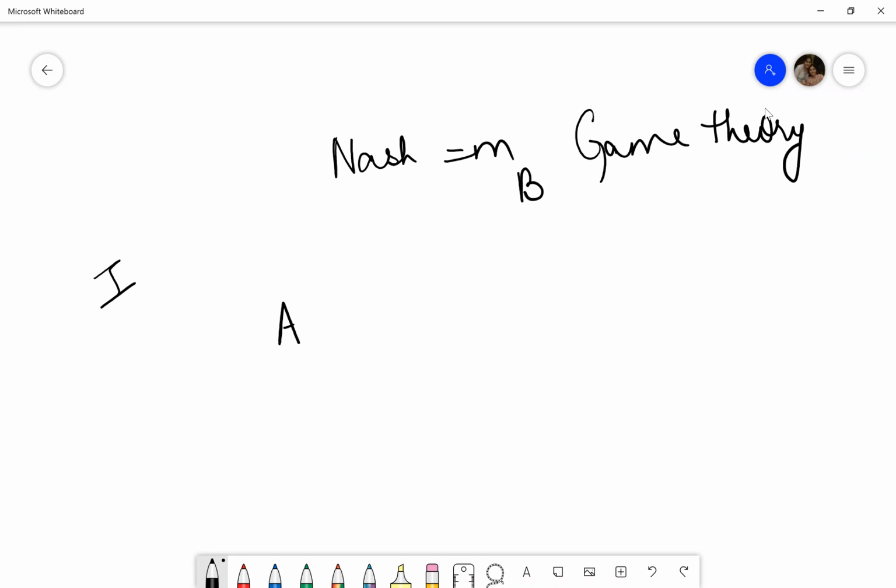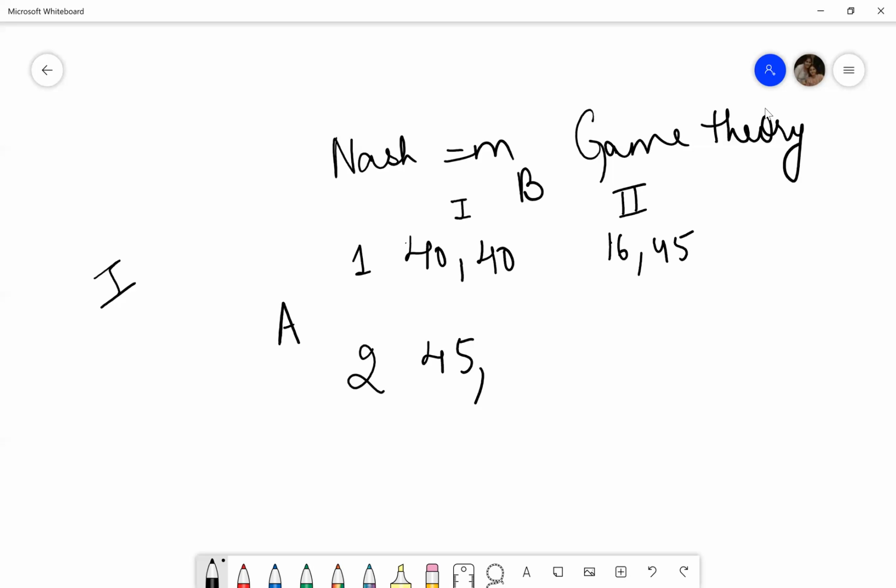A has possible strategies of 1 and 2. B has possible strategies of first and second. Their payoffs with these strategies are 40, 40 if both of them follow the first and first strategy. Then we have 16 and 45. That is, if A follows the first strategy and B follows the second strategy, then they will be getting a payoff of 16 and 45 respectively.